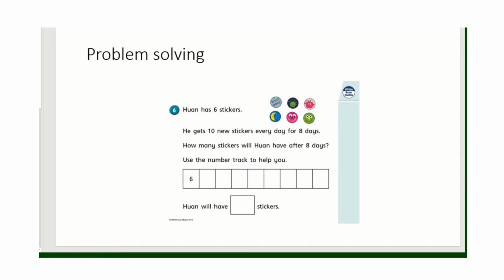Now we've got 2 problems here. Look, he's got 6 stickers, the little boy, and he gets 10 new stickers every day for 8 days. So how many stickers will he have after 8 days? Let's count 6, so he'd have to go up 16, 26. You see if you could keep going, 26, 36, 46, 56, 66, 76, 86. See if you could work that out.